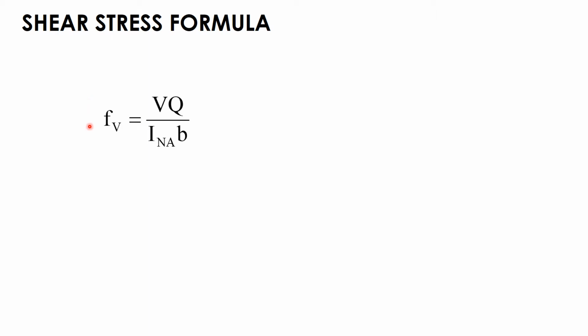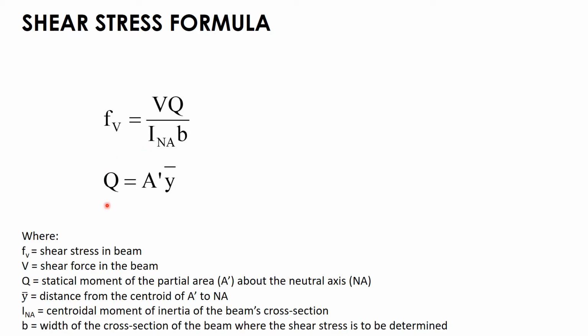For this formula, this is the symbol for the shear stress. And then this is the shear force. So I will already show this Q. Okay. So V is the shear force in the beam. Q is the statical moment of the partial area A prime about the neutral axis. Bar Y is the distance from the centroid of A prime to the neutral axis. I is the centroidal moment of inertia of the beam's cross-section. And B is the width of the cross-section of the beam where the shear stress is to be determined.